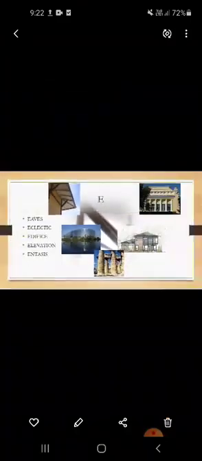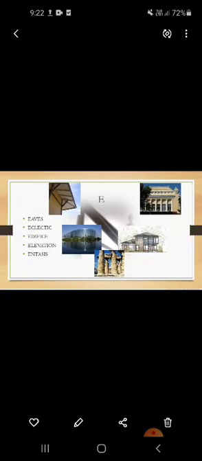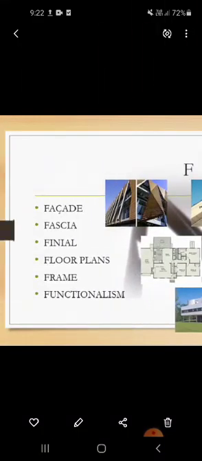Now let's move on to F. The first one is a familiar word, facade. So what is facade? It's the exterior front plane of a building. It sets the visual tone and contains many of the identifiable architectural features that are typically used to classify architecture. This term comes from a French word which means frontage or face.